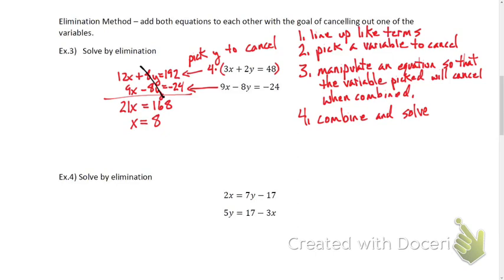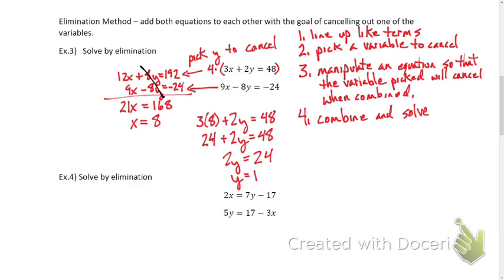Last step, plug in to get y. So plug into either equation. I'm going to plug into the first one. And then we're very close. And we get y equals 12.